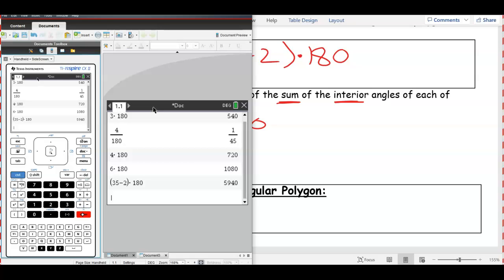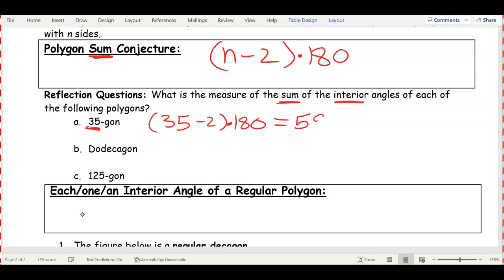Do you see how that works? Plug in the number of sides, get your sum of the interior. Now, letter B, dodecagon. I'll be impressed. Does anybody remember what a dodecagon is? How many sides? 12. Okay, decagon is 10. Dodecagon is 12.